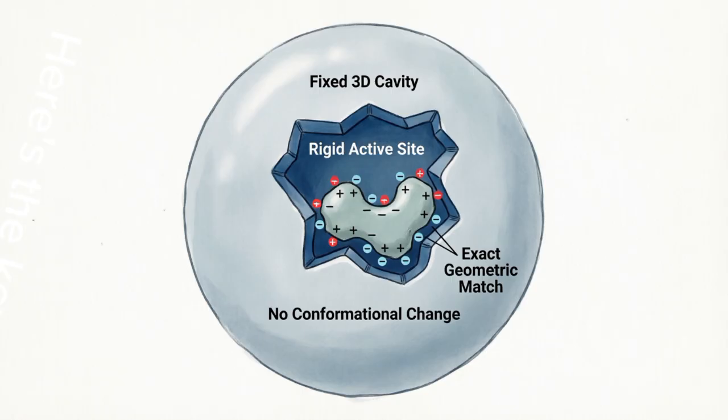Here's the key point. Opposite charges attract. The positive charges on the enzyme attract the negative charges on the substrate, and vice versa. These electrostatic interactions help hold the substrate in the correct position. Along with hydrogen bonds and hydrophobic interactions, these charges create a strong but reversible binding. In the very center, you can see this light gray or white-colored shape. This is the substrate. Notice how it fits perfectly into the dark blue active site cavity.